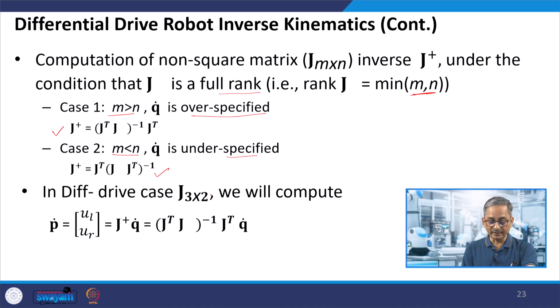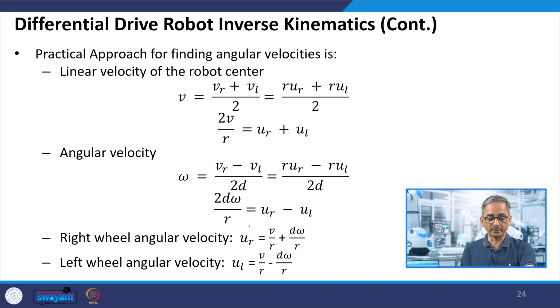In the differential drive case, ours is basically a 3 row, 2 column matrix. So, we can define this Jacobian by the first way, right. I can write this right here. This way I can define that and then I can evaluate that.